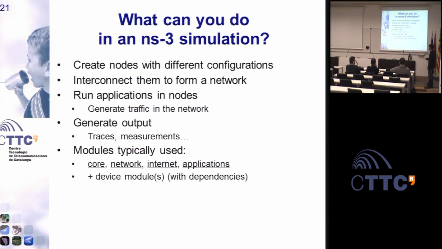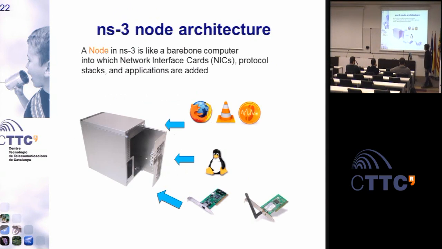And as I said, in general, all simulations use the core, network, internet, and application modules because they are needed to send traffic and to have nodes and so on. Plus, you normally add some device module, depending on the technologies that you want to use. If you want to do a simulation with Wi-Fi, you will need the Wi-Fi module. If you want to use LTE, you will use the LTE module and so on.